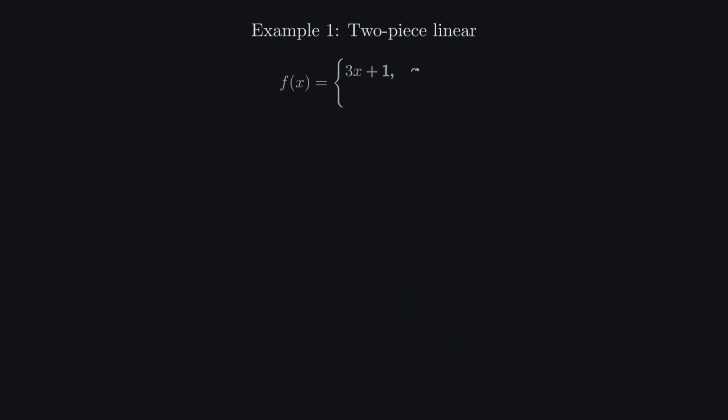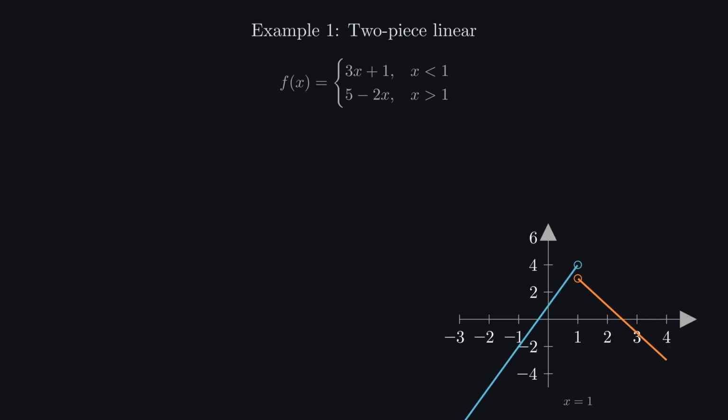Our first function has two rules, 3x plus 1 when x is less than 1, 5 minus 2x when x is greater than 1. For part A, we want the limit as x approaches negative 2. So negative 2 is less than 1. We are on the left side of the boundary, so we use only the top rule. Direct substitution, 3 times negative 2 plus 1 equals negative 5.